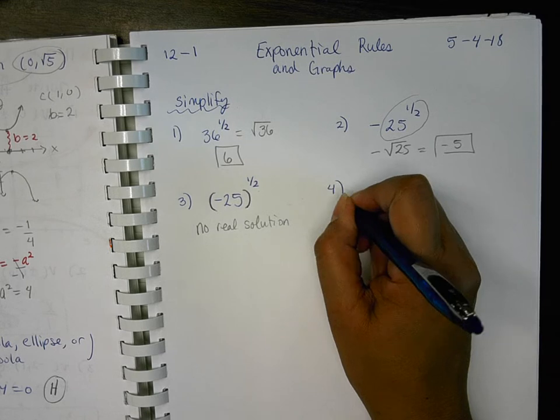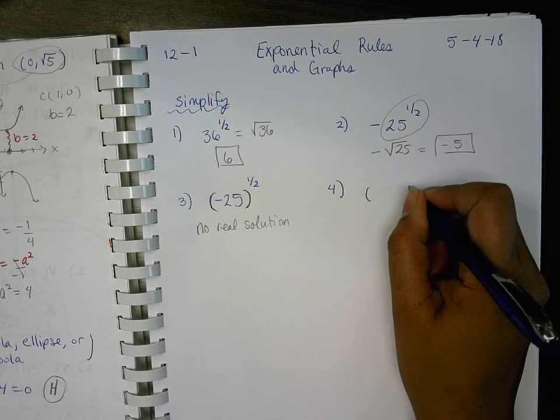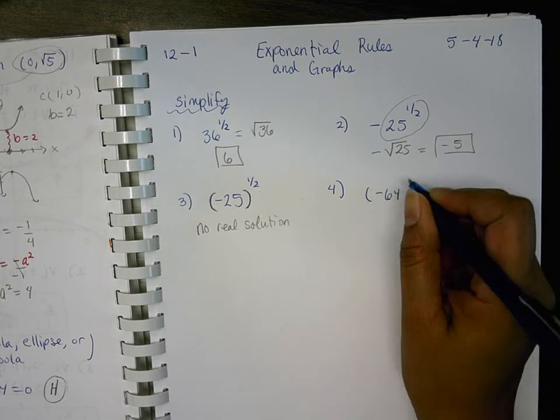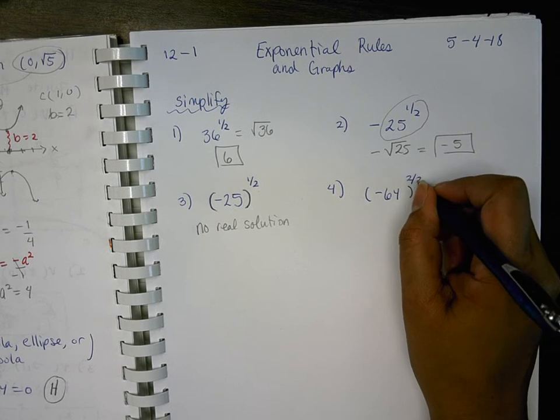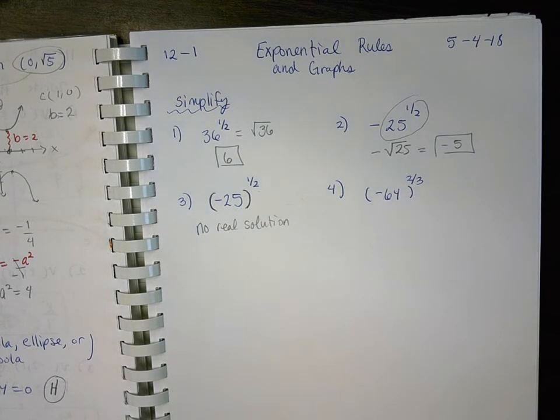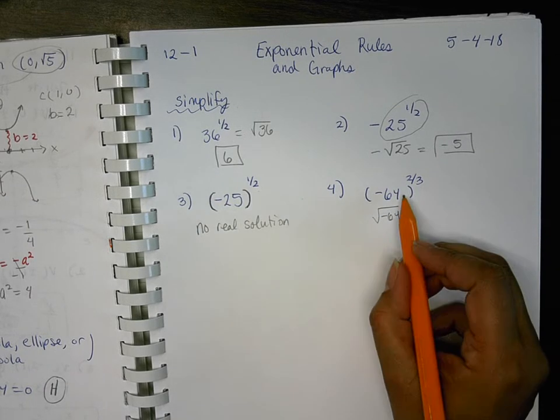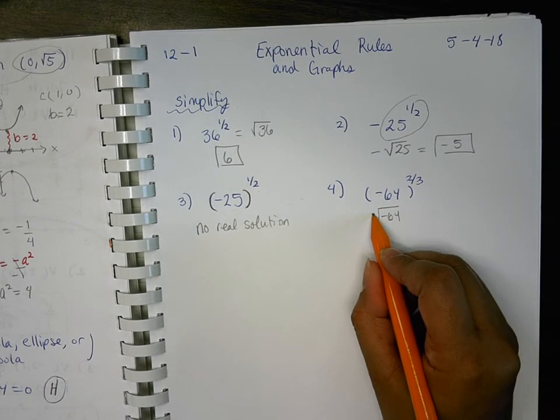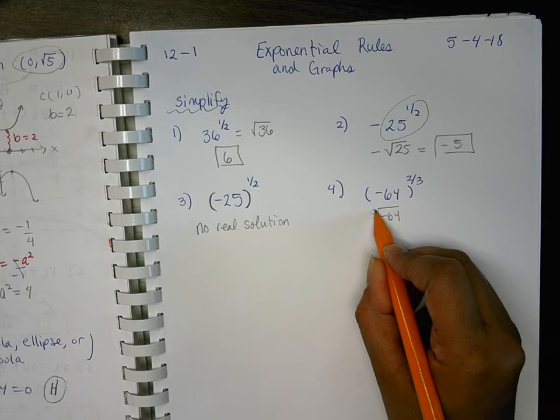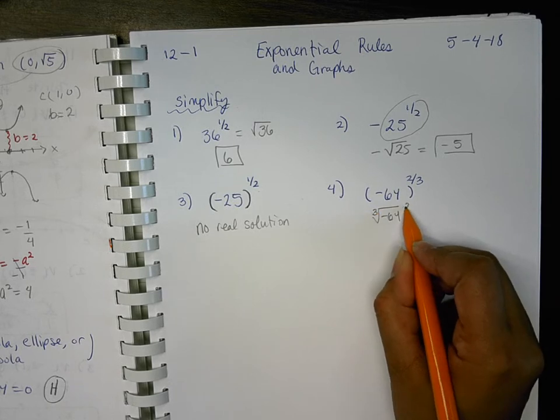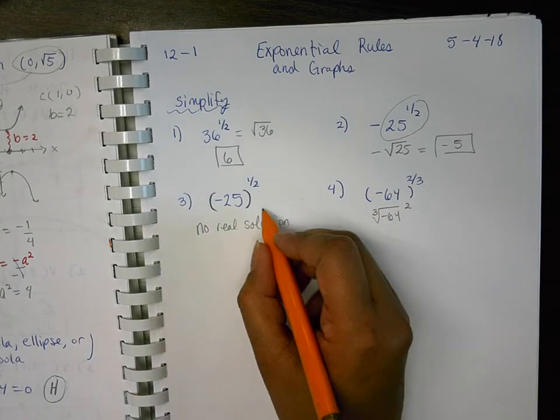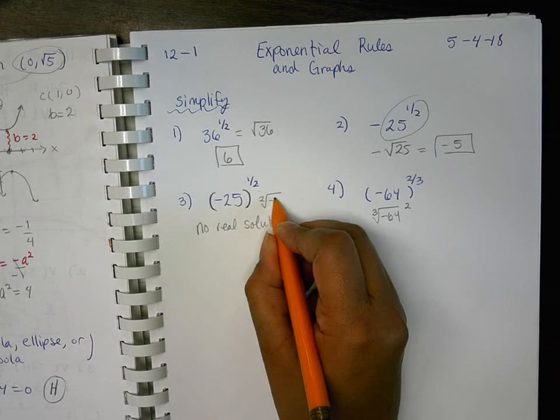All right, what about number 4? Is number 4 also no solution? It's parentheses, negative 64 raised to the 2/3. Does this one have a solution? No solution. I hear some yeses and nos. Let me rewrite it. I'm going to put the negative 64 inside. What goes here that I don't see? 3. What goes here that I don't see? Squared. All right. Where this one was the square root of negative 25.